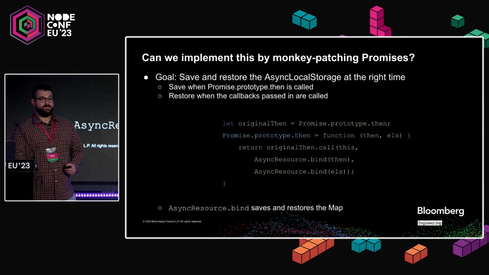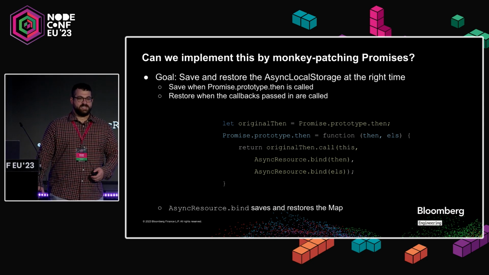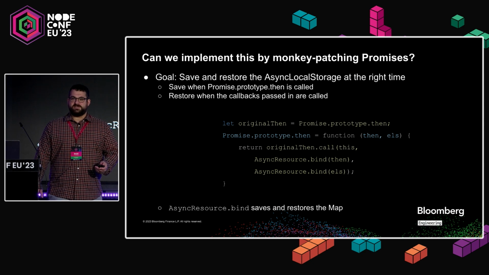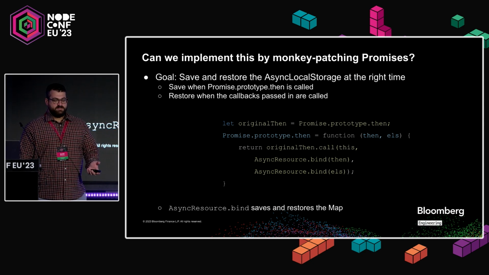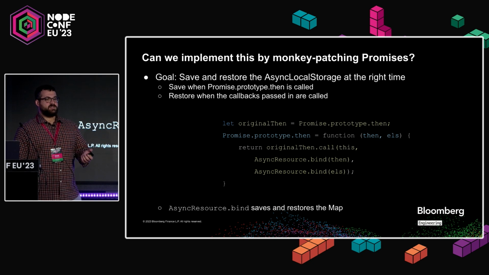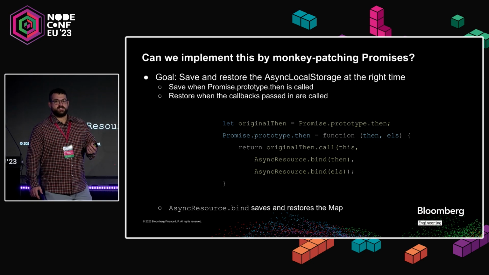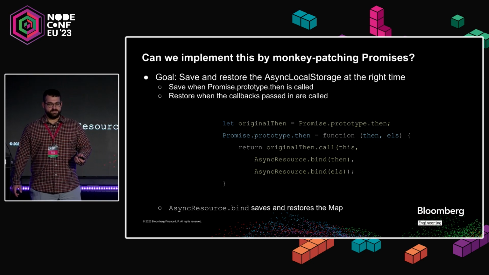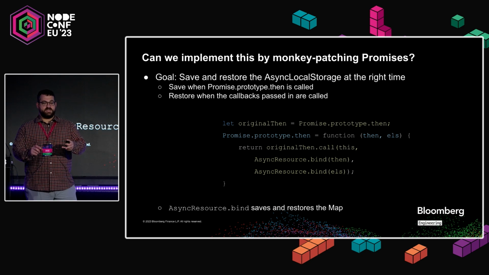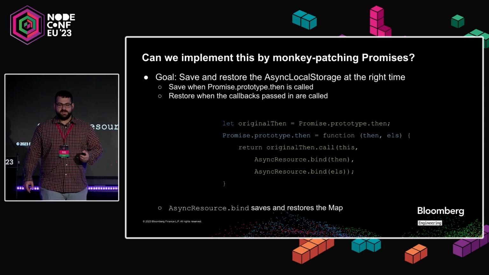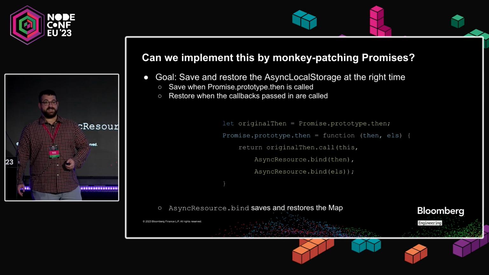Maybe we could do this by monkey patching promises. This has actually been implemented in real production code with monkey patching multiple times, for example in Zone.js. So the idea would be, you have Promise.prototype.then. Ultimately, await is just a nice syntax around Promise.prototype.then, right? So you set then to something that takes the then and the else callbacks, wraps them so that they will restore the map properly, and you're off to the races, right?